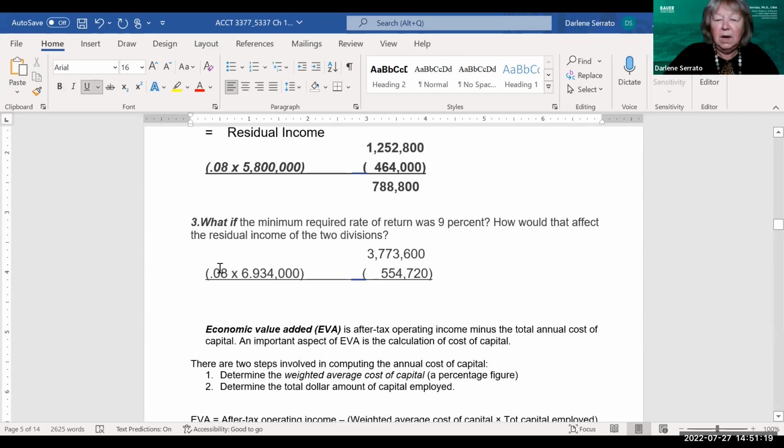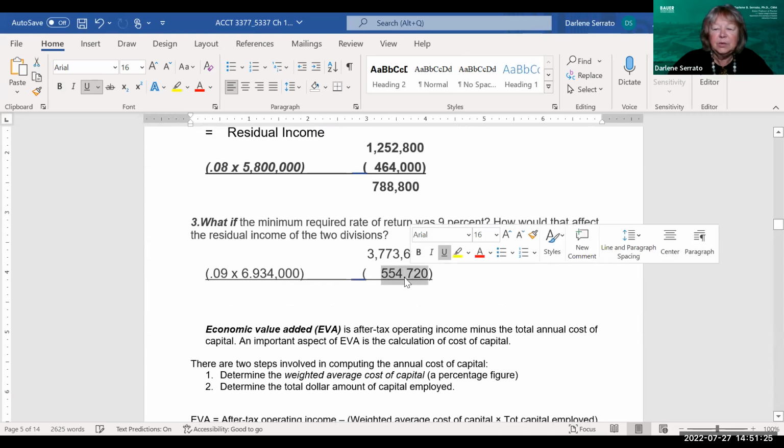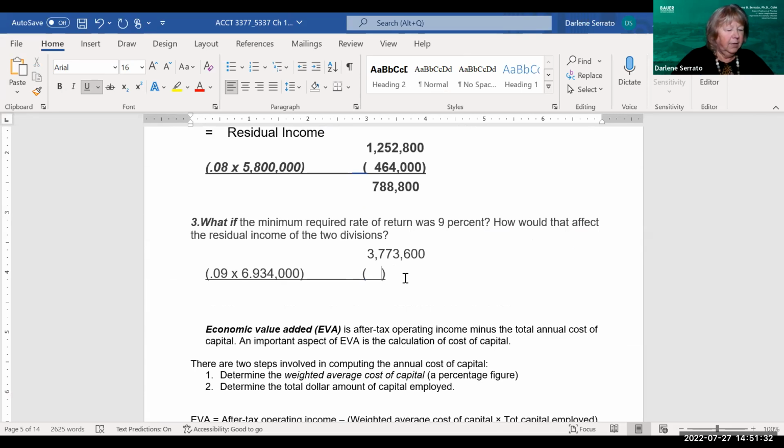This is 0.09. It's a larger number, so we would expect the minimum acceptable return to be larger. And so that would be 522,000 even. So our residual income is still positive.